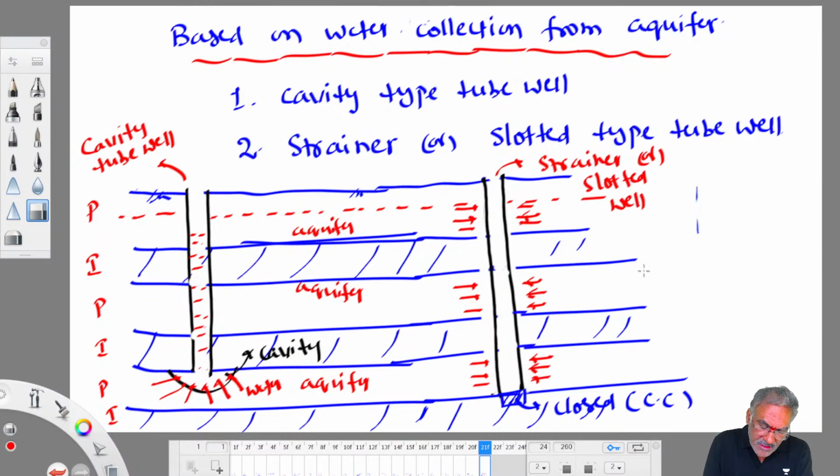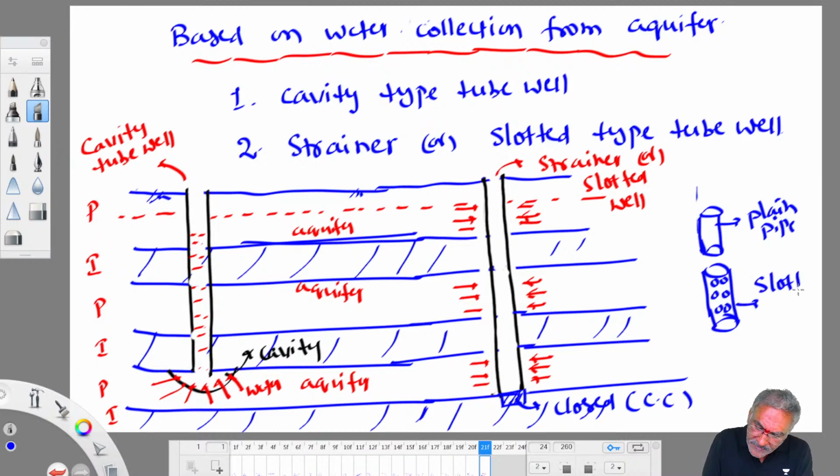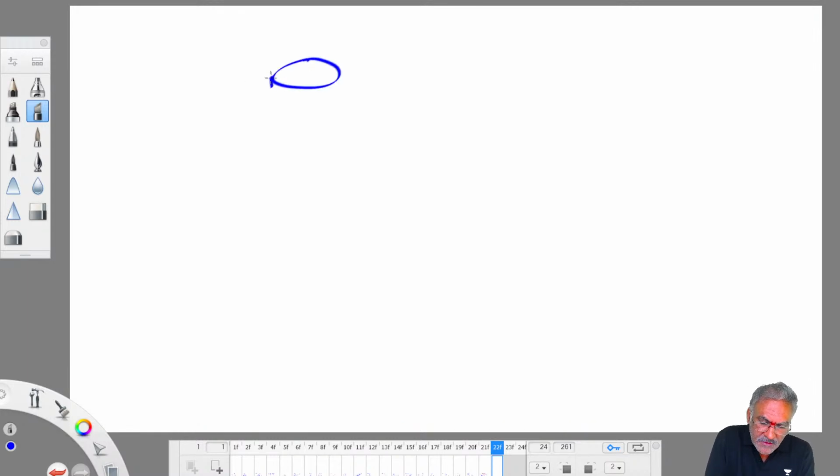So how is it driven? Wherever impervious strata is there, you will find plain pipe. So this is a plain pipe. Wherever pervious strata is there, we drive slotted pipe or strainer pipe. Slot is nothing but holes. On the periphery of the pipe, you will find small holes. This is plain pipe. This is slotted pipe. So slotted pipe means what? These are the slots. On the periphery of the pipe you will find slots, either circular holes or rectangular holes. These are the slots, openings.